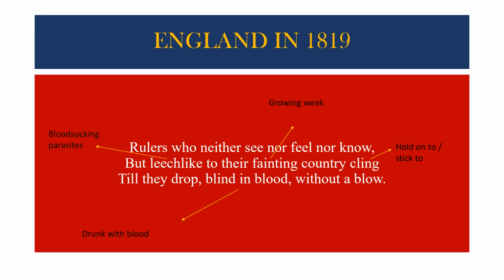And the poet again picks up the metaphor of the leech, that leech-like to their fainting country cling. Now, a leech is a blood-sucking parasite which clings to your body, and it sucks blood out of that body, and it keeps on sucking that blood till it is drunk with blood, and then when it's drunk with blood, it falls off the body. Now, these rulers are in fact like leeches.